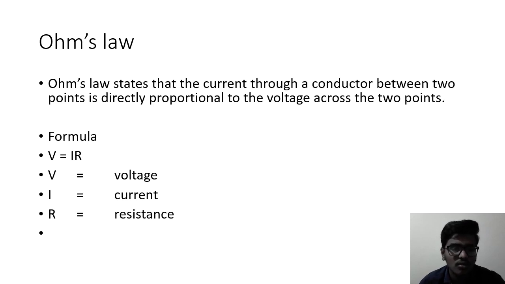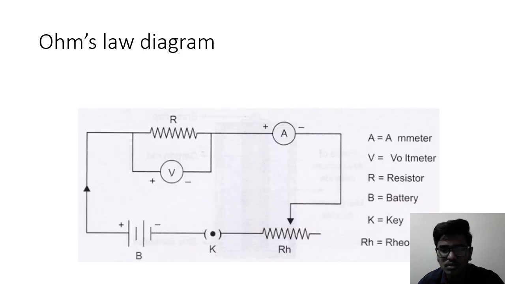Here's the formula of Ohm's law: V equal to IR. Here V is voltage, I is current and R is resistance. Voltage equal to current into resistance. This is the formula of Ohm's law, and this is the definition of Ohm's law. Let us see more in further slides.